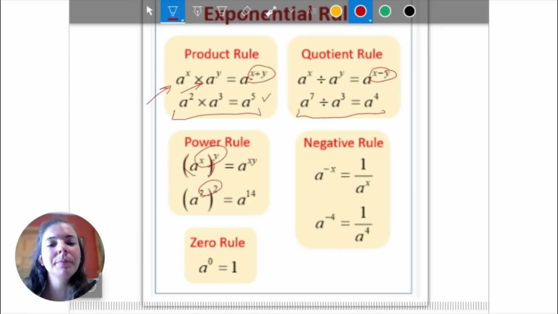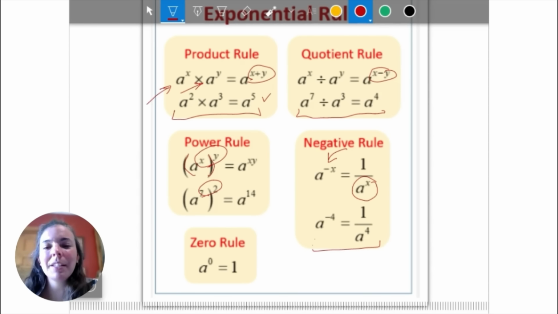Our negative rule means if I have a negative exponent, in mathematics, we don't like to leave our negative exponents. We want a positive exponent in our final answer most of the time. So what we do is push this to the bottom, put it into the denominator, and make it positive. A to the negative x would be the same thing as 1 over a to the x. A practical example: a to the negative 4th would equal 1 over a to the 4th.